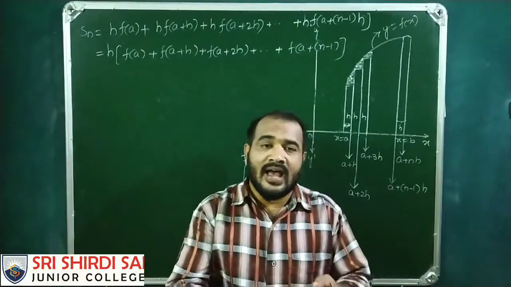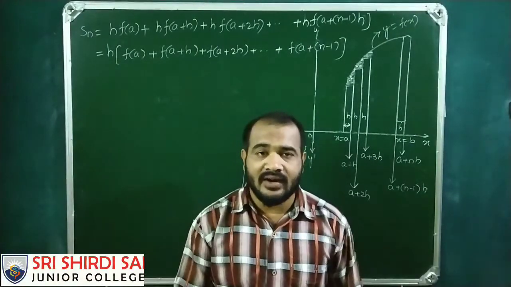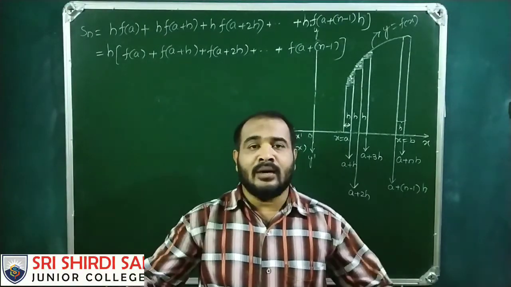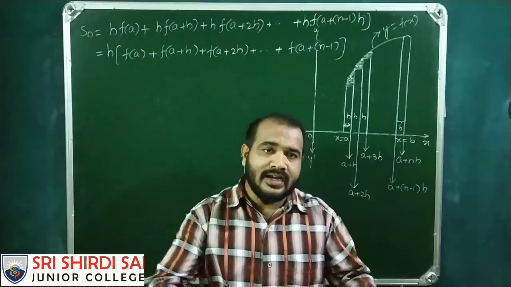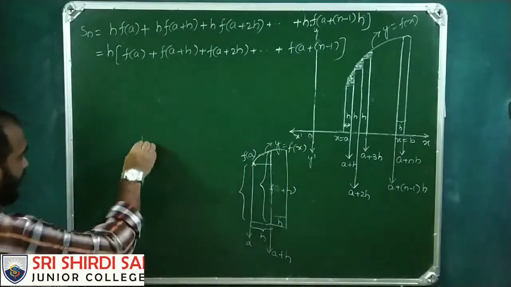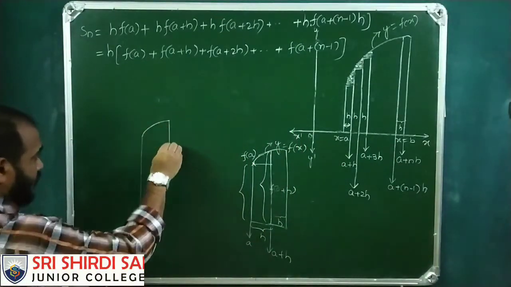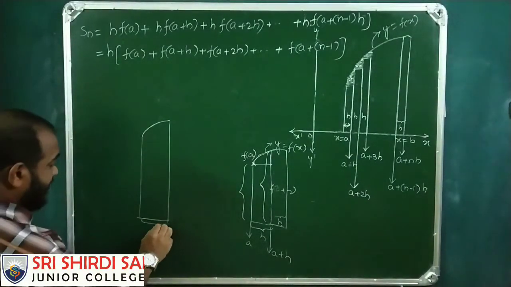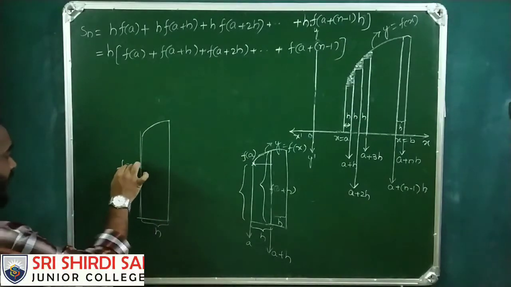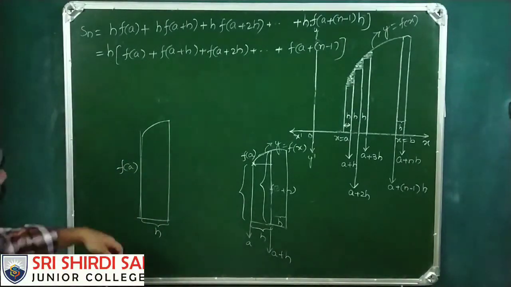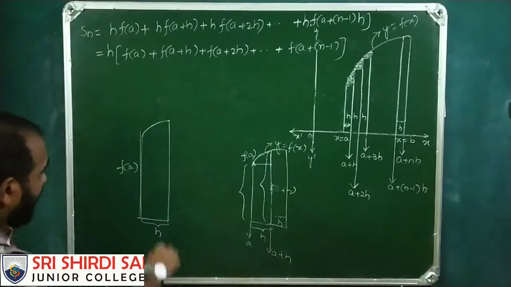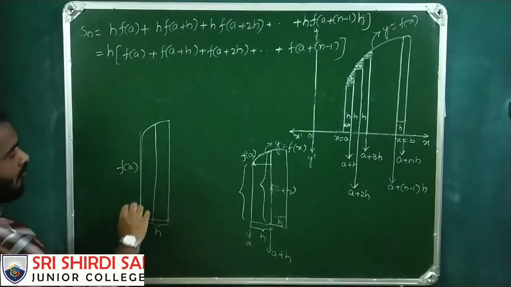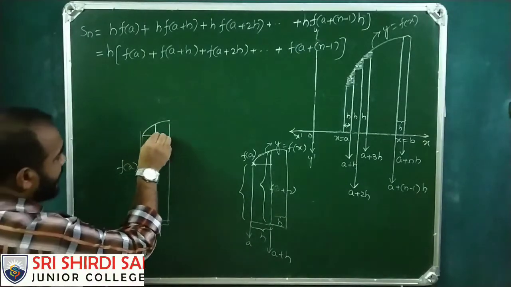So earlier n rectangles we had taken. Here we will be taking the infinite number of rectangles. If I take an infinite number of rectangles, so very first thing, for example, this is what I get. So this is h and this is f of a. But if I reduce this h to this, then compared to earlier, this much is missed.